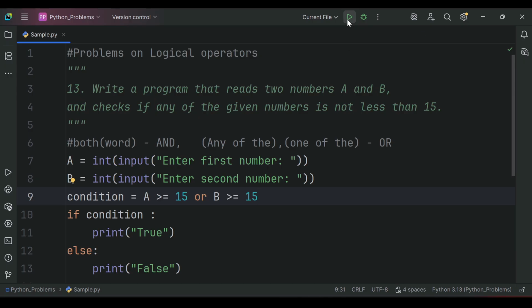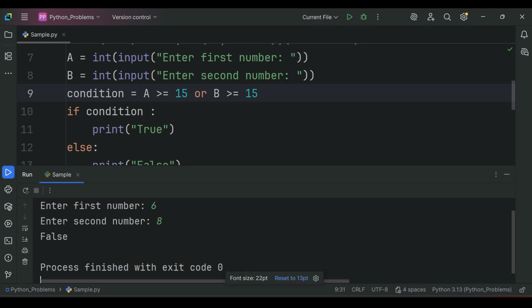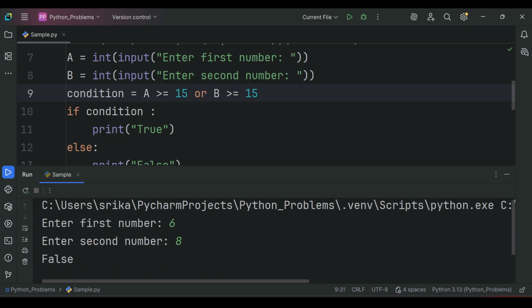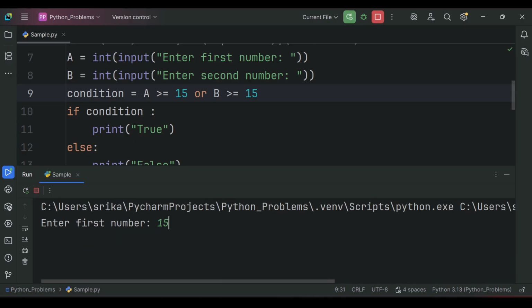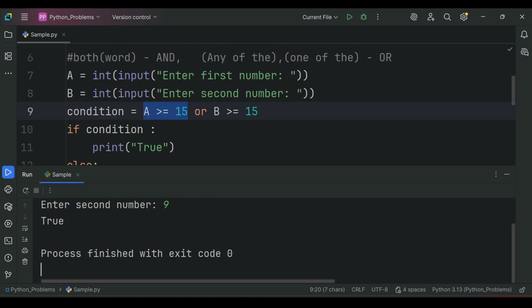Now if the given number is equal to 15 or less than 15, the condition becomes false. Here one number I am giving 6 and another number 8. Here both the given numbers are less than 15, right? That's why the output should print false. Now see here, one number I am giving 15 and another number 9. Here one number is equal to 15, so this condition is satisfied. This condition satisfied means it's true. True or false, what will become? True. See, true.